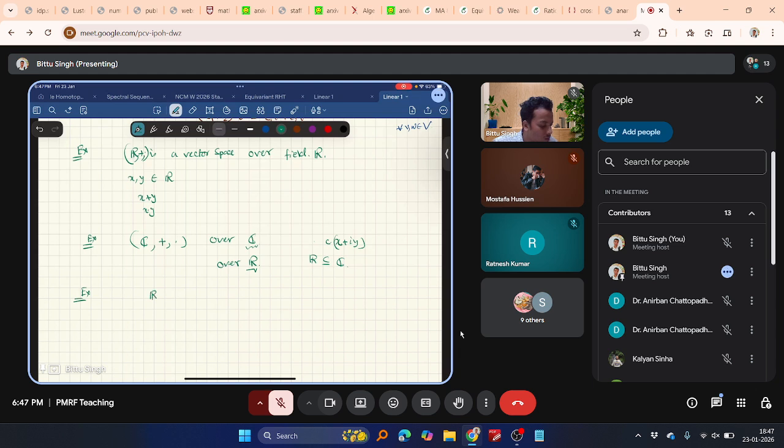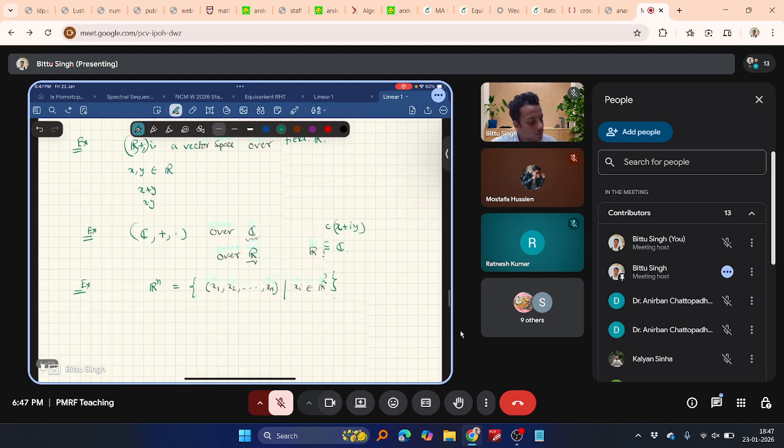Take n-tuples, Rn. So Rn consists of elements like this: x1, x2, up to xn, such that all those xi belong to R. It is just the product of n sets, and all those n sets are the real numbers themselves, and there are addition and multiplication. How can we define the addition operation? How can we add n-tuples?